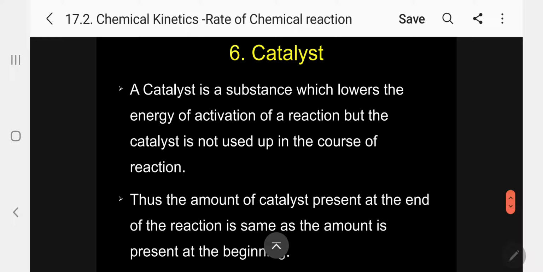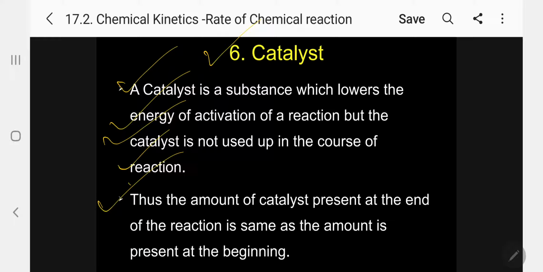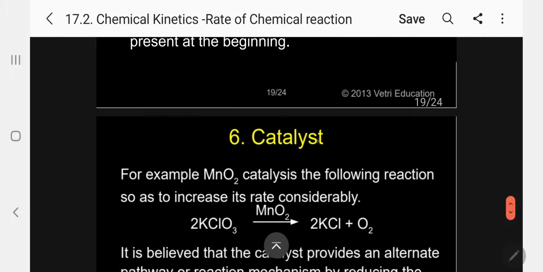Let me come to another important factor, the catalyst. A catalyst is a substance which lowers the energy of activation of a reaction, but the catalyst is not used up in the course of the reaction. Thus, the amount of catalyst present at the end of the reaction is the same as the amount present at the beginning. Even though the catalyst is involved in the reaction, at the end it remains as such without any change. Kindly follow. But what is the advantage?